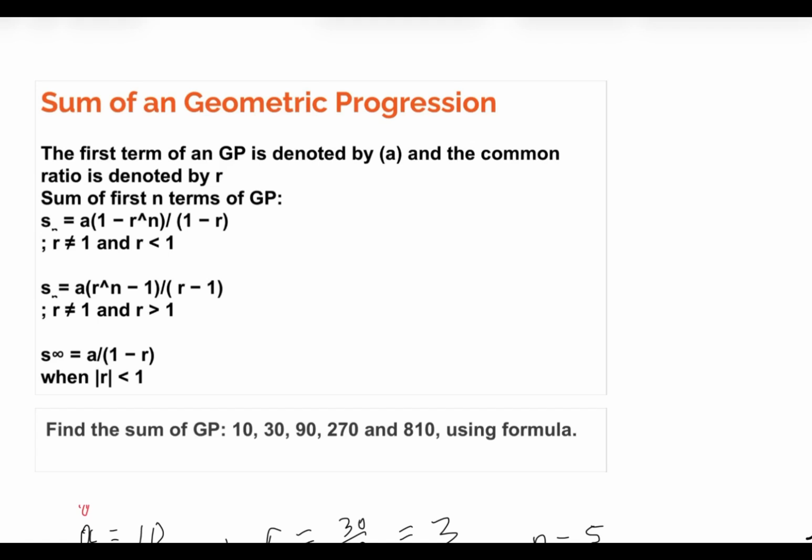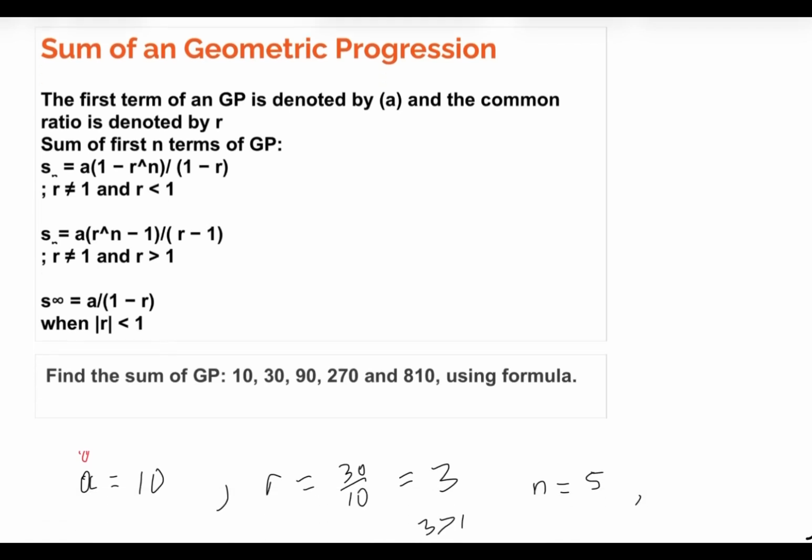The next formula: sum to infinity of a geometric progression. S sub infinity is equal to a divided by 1 minus r, where the absolute value of r is less than 1.